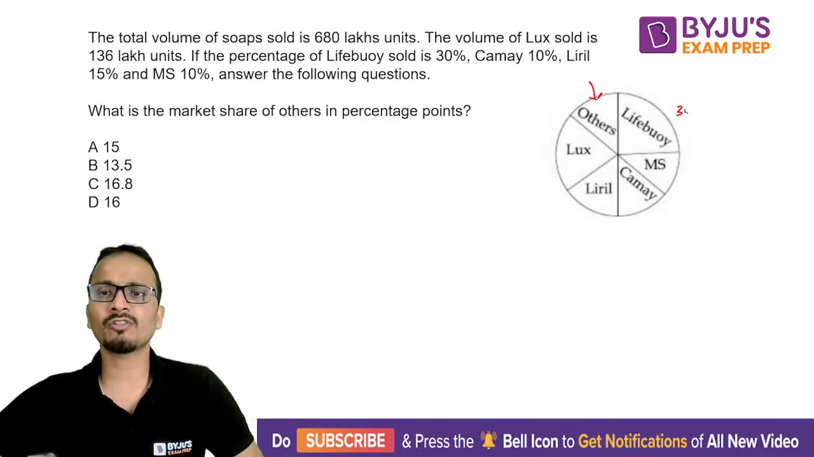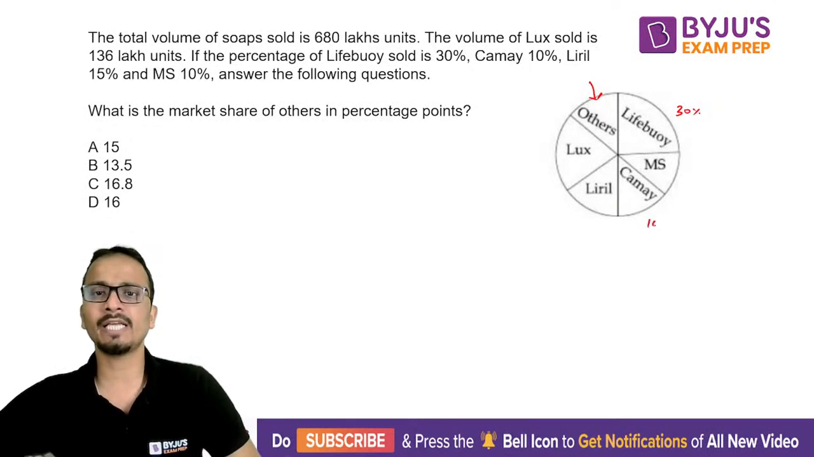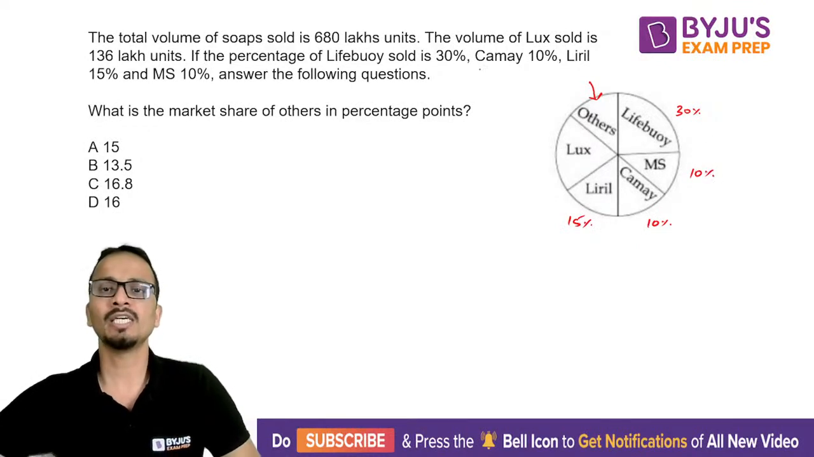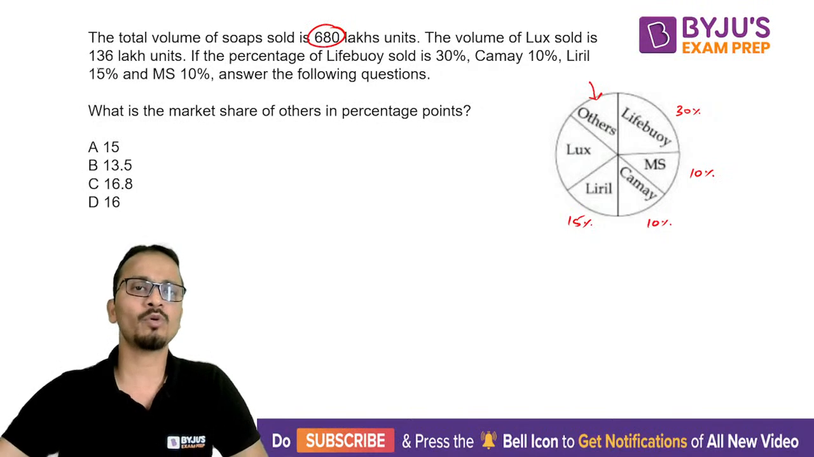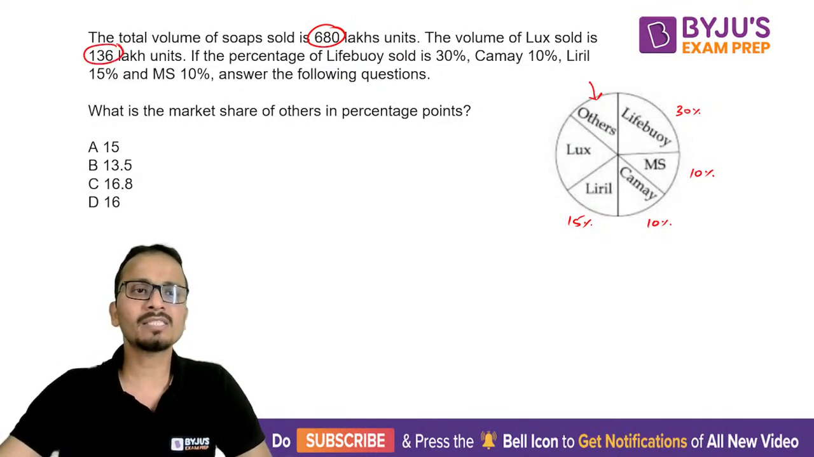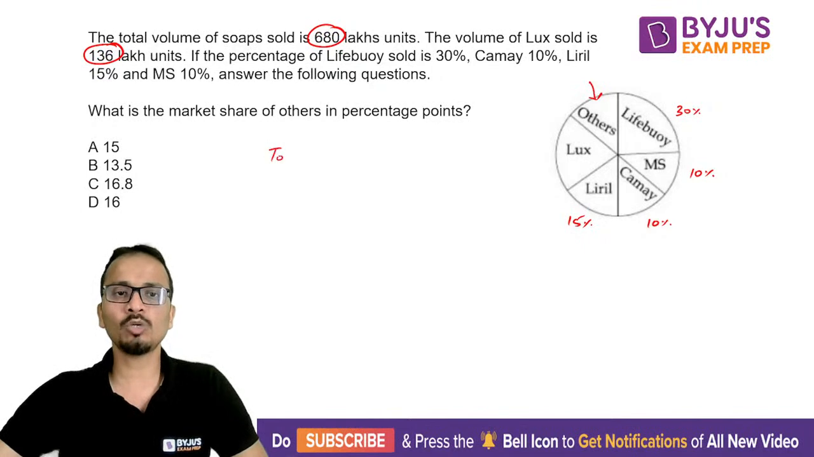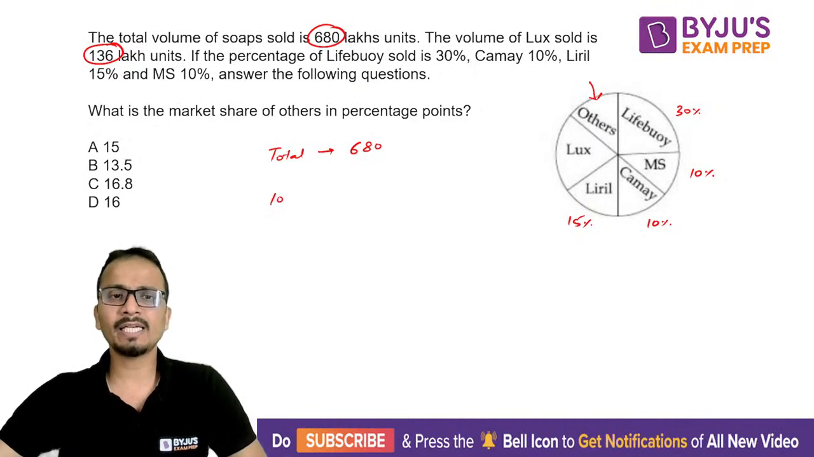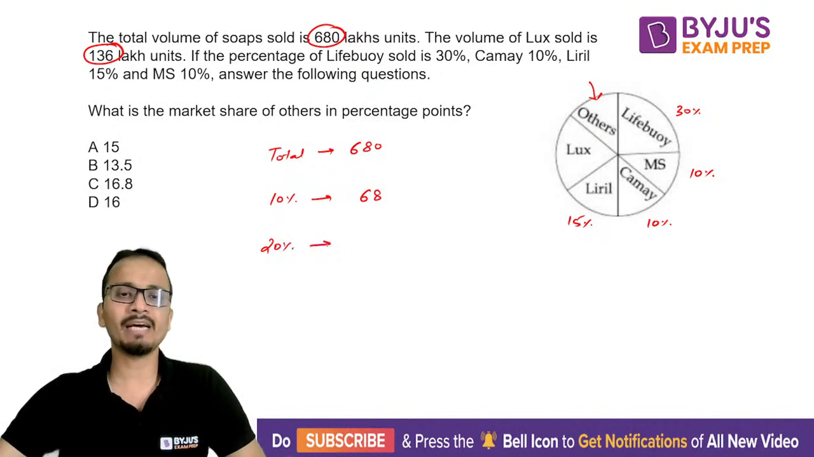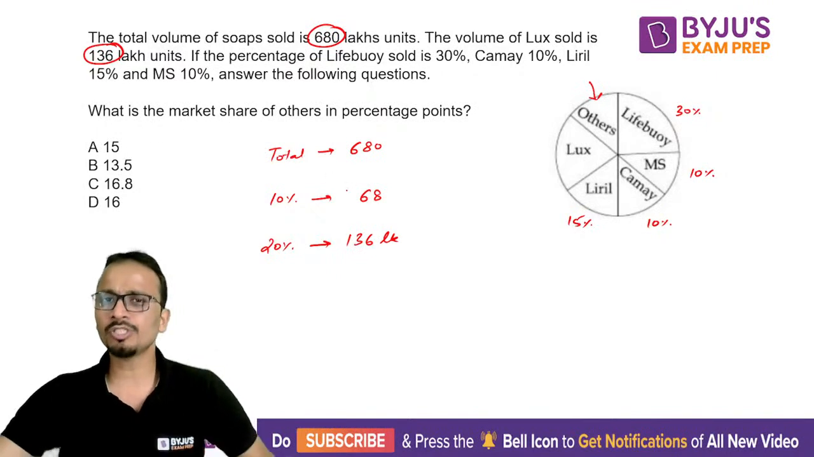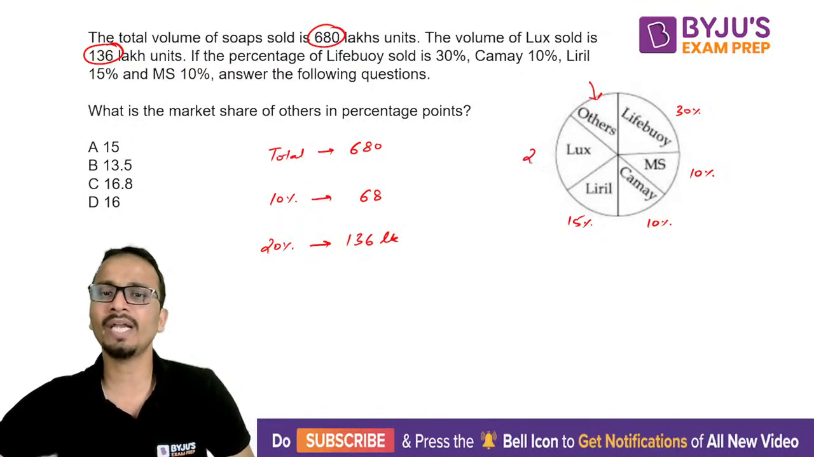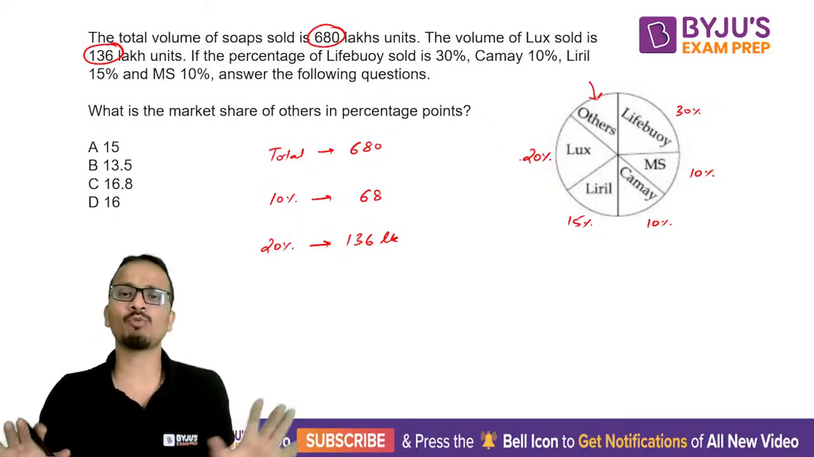So, not a difficult one, just one bit of calculation is required. Now, Lifebuoy is 30%, Camel is 10%, Liril is 15%, MS is 10%, and Lux, out of the total of 680 lakhs, Lux का share कितना है 136 lakhs. Now, total is 680 lakhs and इसका 10% कितना होगा 68 lakhs. 20% will be double of this, that is 136 lakhs. So I can say that the percentage share of Lux will be 20%. This is the only calculation that was required here.